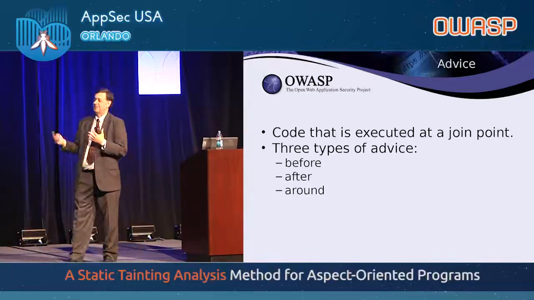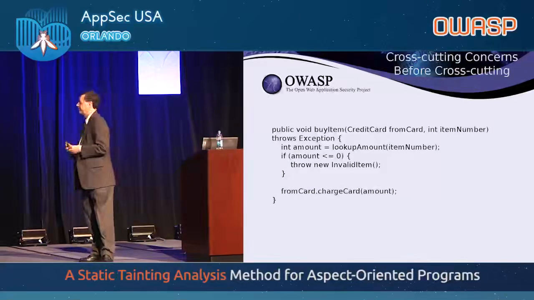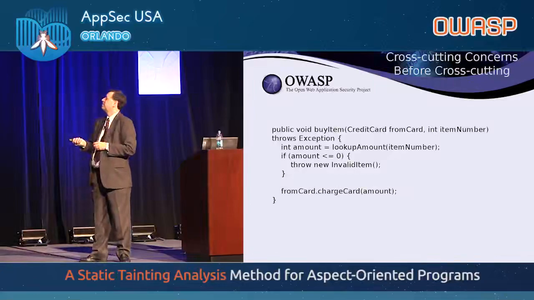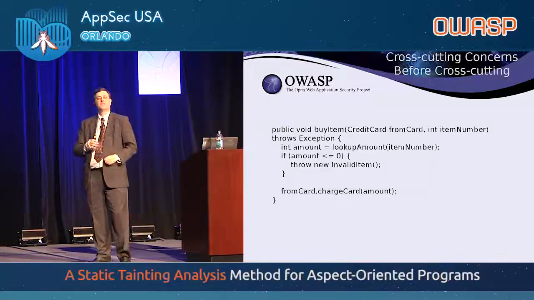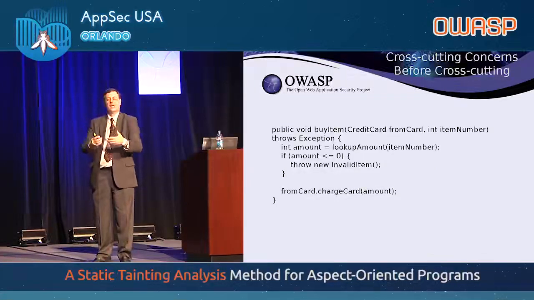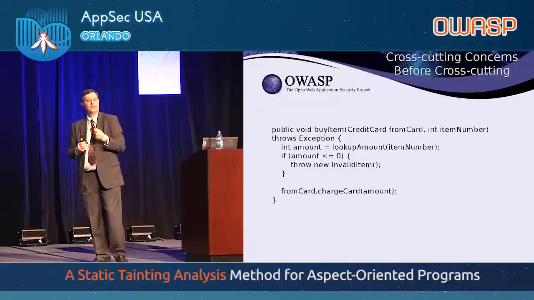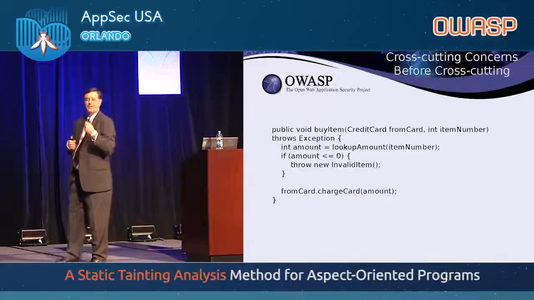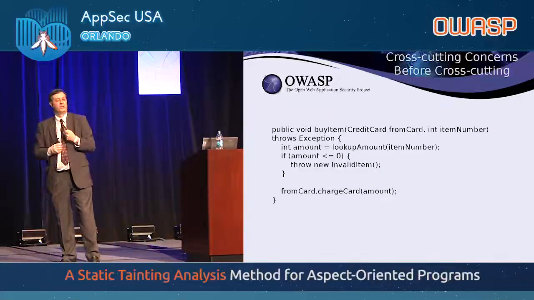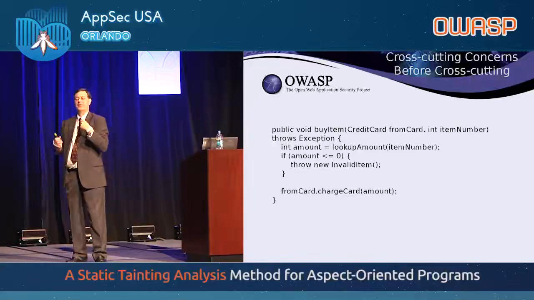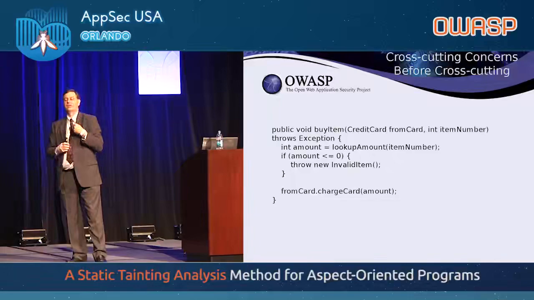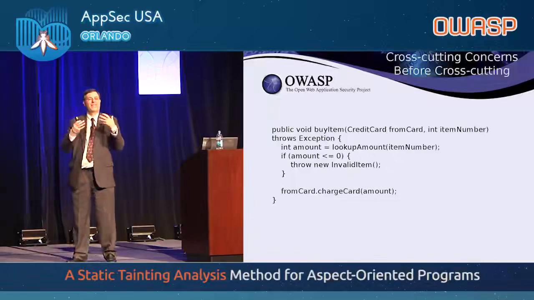There are three types of advice. There's before, after, and around. Going back to here, we have a charge card, which I mentioned before was one of our join points. You could set up some advice, which is a little code snippet. You can set up one code snippet that runs before the call to charge card. You can set up another little code snippet that runs after the call to charge card returns. You can set up a little code snippet that says, I want to handle any exceptions after the call to charge card. If charge card throws an exception, I want to handle it.